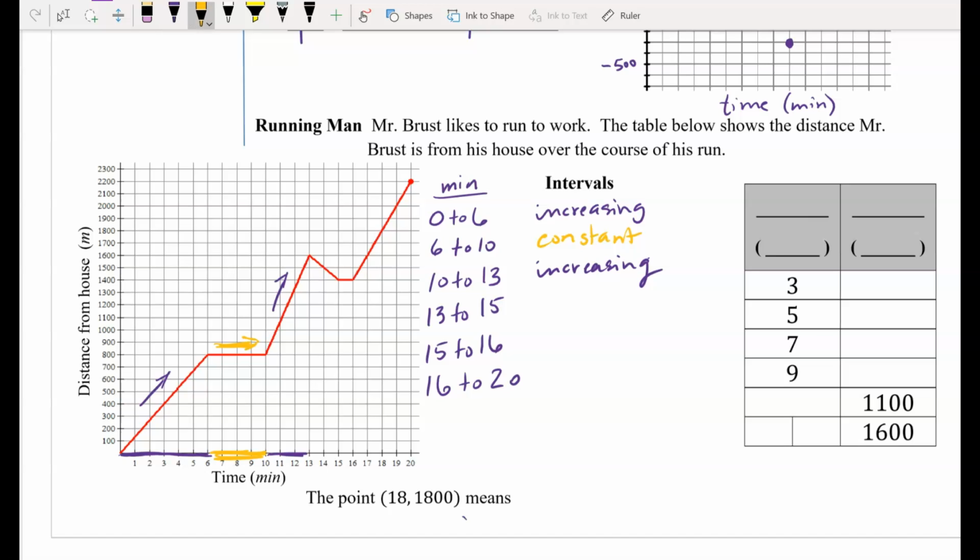Now look at 13 to 15 minutes, and this time we have a downhill on our graph, which means that the graph is decreasing. In terms of our problem, this means that he's turned around and he's going back toward his house. The distance he is from his house is decreasing.